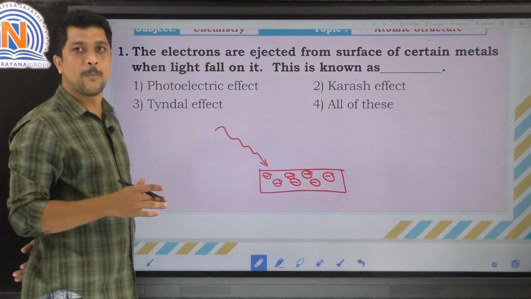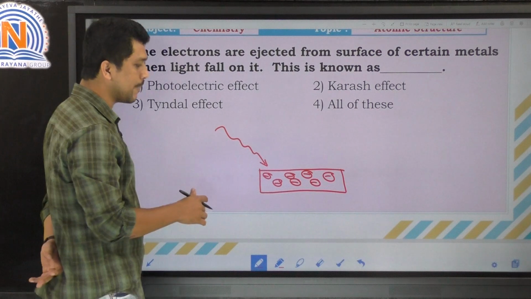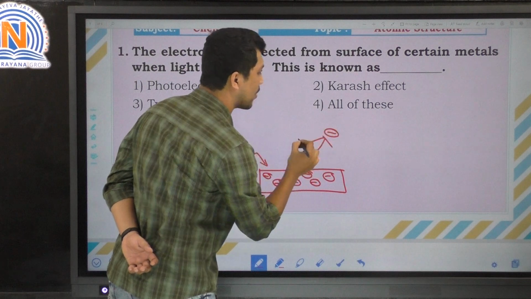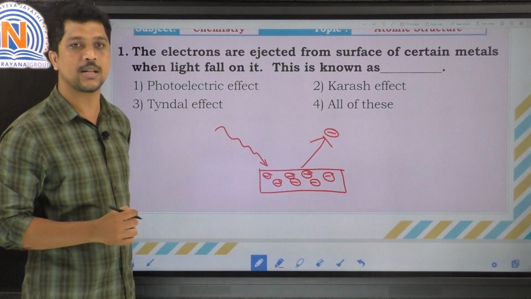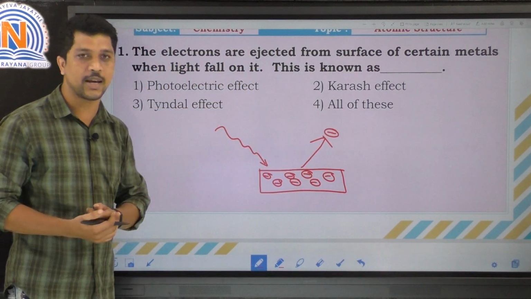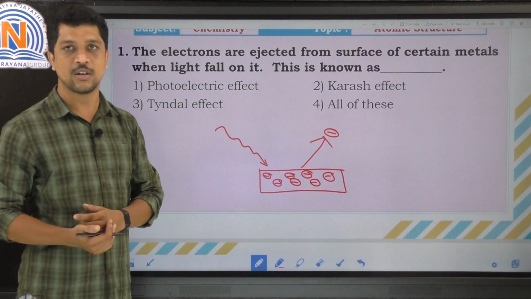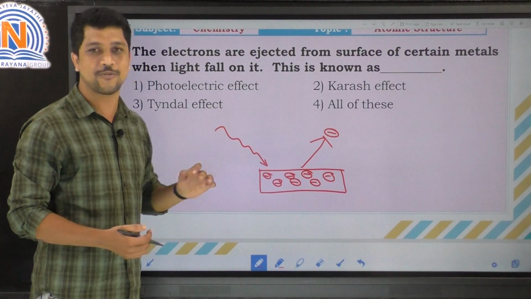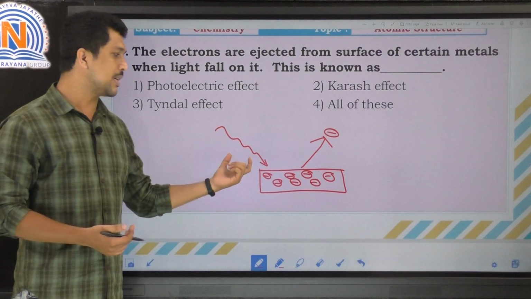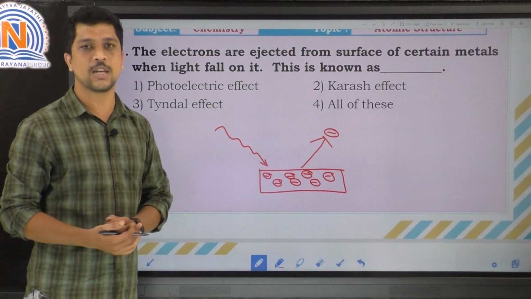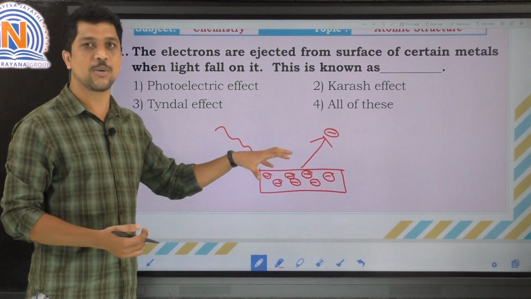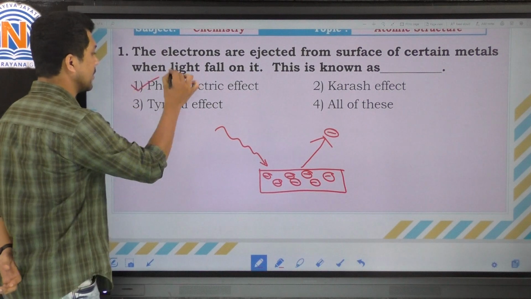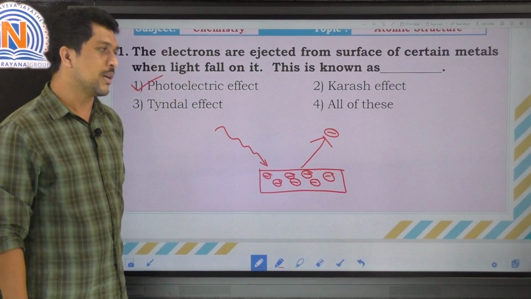strikes the metal surface, immediately an electron can eject from the metal surface. So this phenomenon is called the photoelectric effect. Whenever a beam of light strikes the surface of the metal, immediately the electron will eject from the metal surface. So this phenomenon is called the photoelectric effect. So the correct option is the first option. Let's move on to the next question.